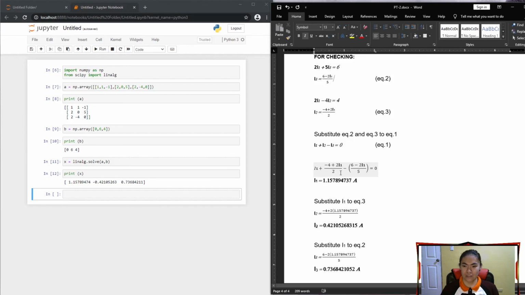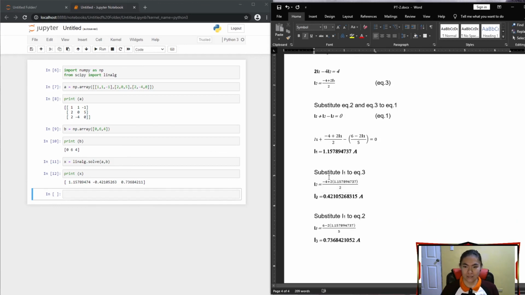So, i-manipulate lang natin itong equation na ito. Bale, ang other values or yung mga constants, walang variable, is malilipat dito sa kabila and maiwan ang I1 dito. And then, makakuha tayo ng value na 1.157894737 amps or ampere. So, kung titignan natin ang value nito at i-compare natin dito sa nakuha natin sa Jupyter Notebook, is same lang siya. Only difference is dito sa mga last digits, since dito is naka-round off.